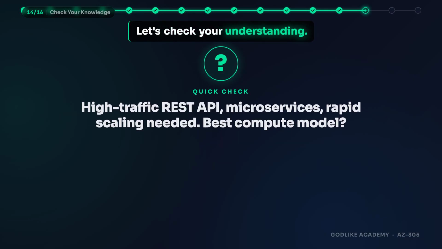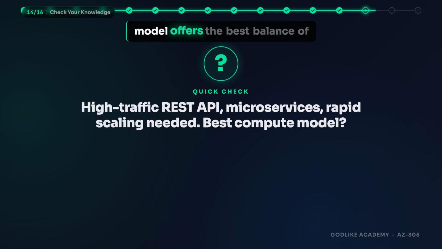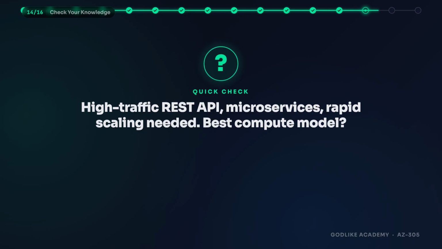Let's check your understanding. You have a high-traffic REST API that scales from 10 to 10,000 requests per second in minutes. The architecture is microservices-based. Which compute model offers the best balance of rapid scaling and portability for this scenario?